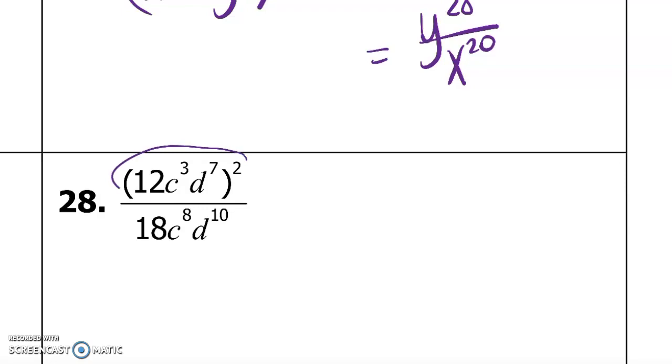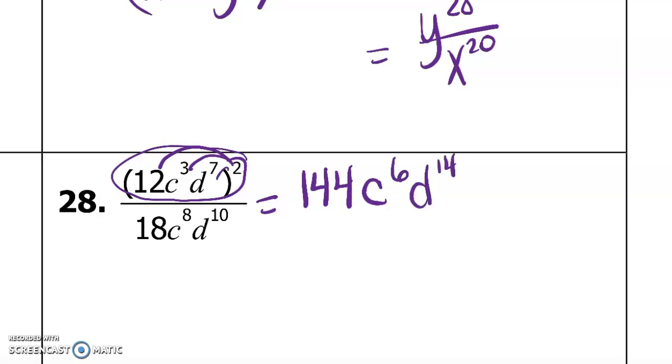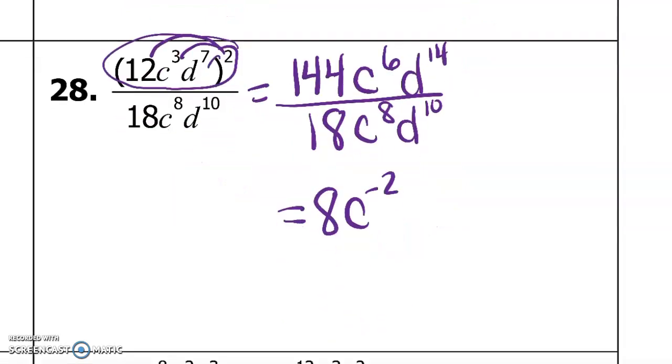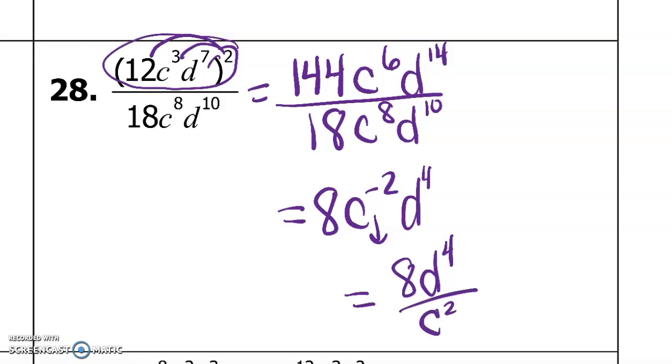Number 28, you need to do this exponent before you can divide. So 12 squared is 144, c to the 6th, d to the 14th, over 18, c to the 8th, d to the 10th. 144 over 18 gives me 8. C to the negative 2. Now we're subtracting our exponents. D to the 4th. So our C needs to go to the bottom. 8D to the 4th over C to the 2nd is your final answer.